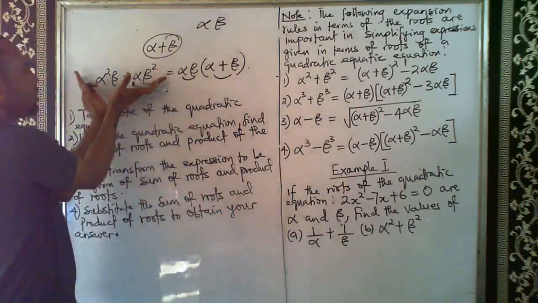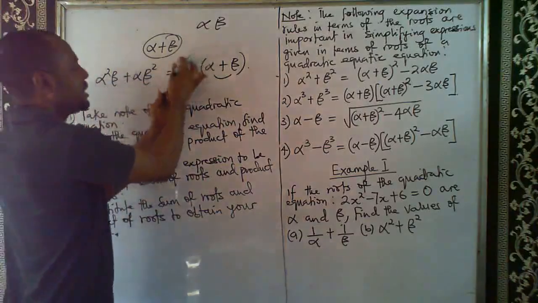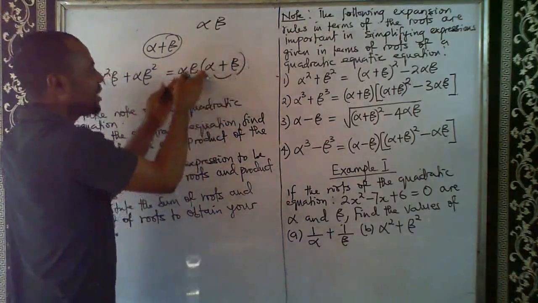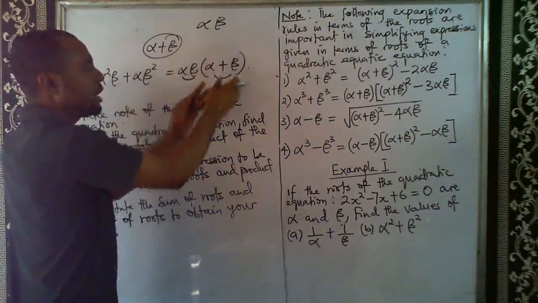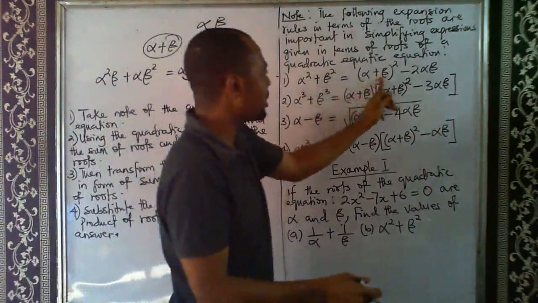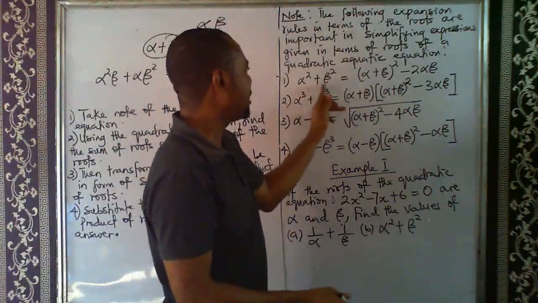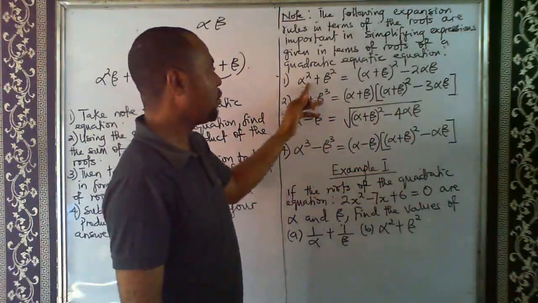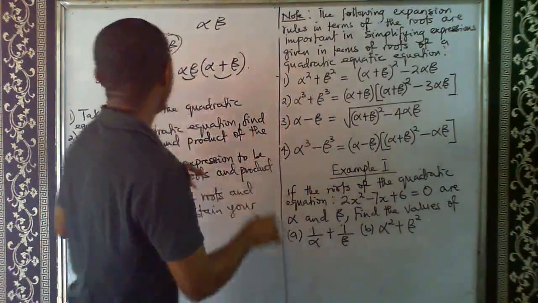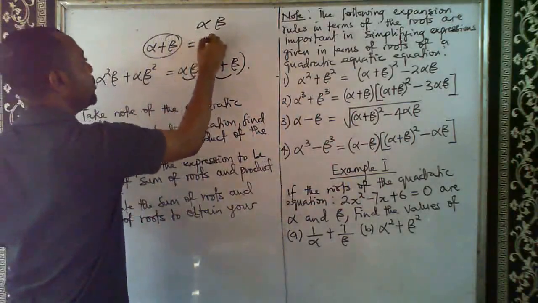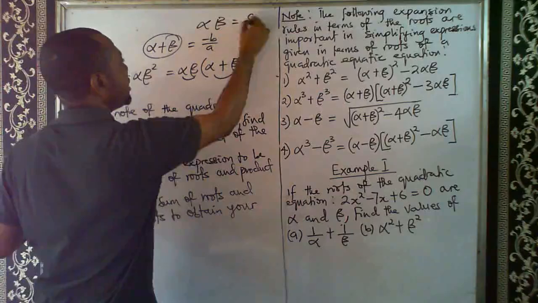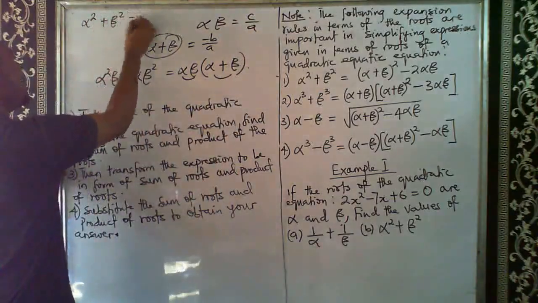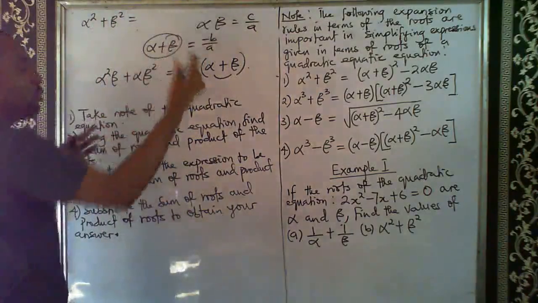So I have transformed this particular expression in terms of what? To be in terms of what? Product and sum. Then I can substitute product and sum. And that's what we are trying to do here. We can't really find the value of this because we don't have any rule for alpha square plus beta square. All we have is that alpha plus beta is b over a and alpha beta is c over a. We don't have a rule like alpha square plus beta square is maybe b square over a square. No, we don't have such a rule.